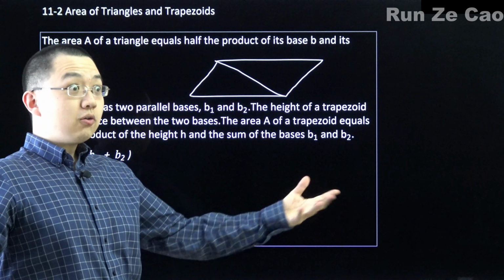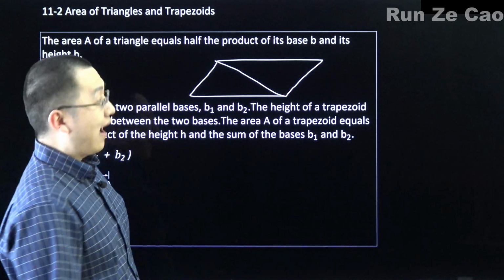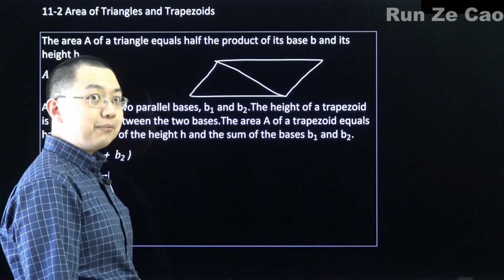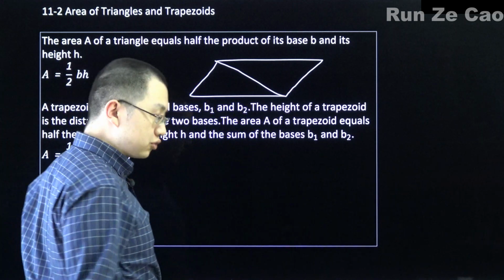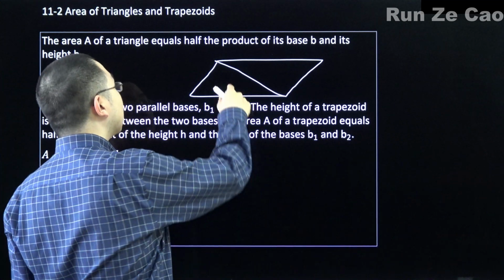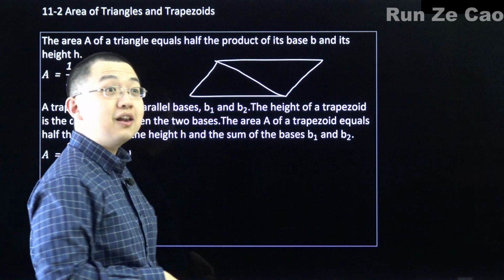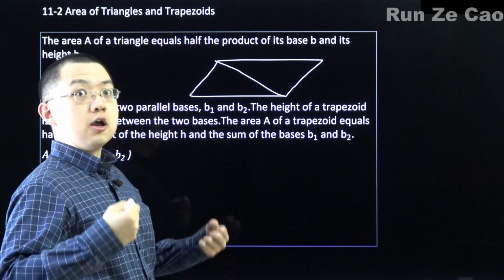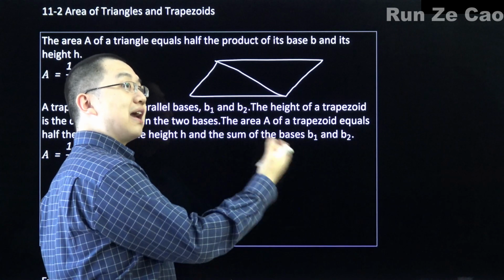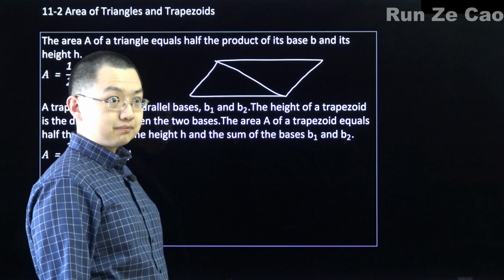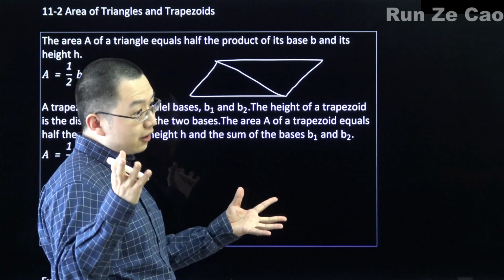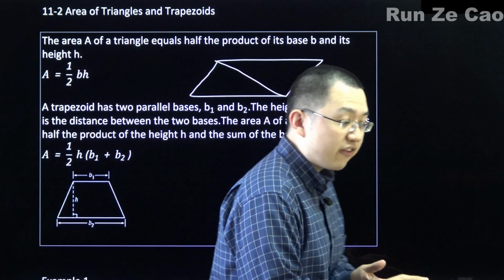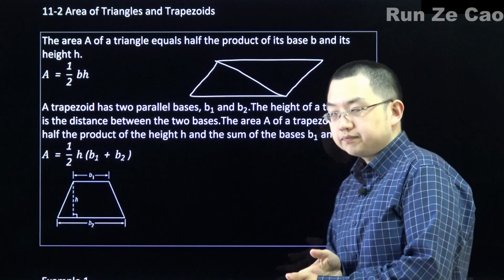We have a parallelogram. Any parallelogram can be cut into two identical triangles. Any two identical triangles can be made into a parallelogram. And a parallelogram's area formula is base times height. Therefore, the area of the triangle is 1/2 base times height.